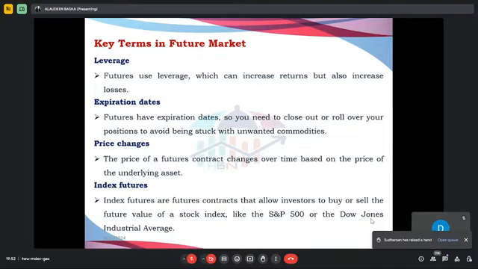Second one is expiry dates. Obviously, just now we discussed expiry dates. Each future has an expiry date. Stocks don't have an expiry date, but stocks under the category of derivatives have an expiry date. We'll discuss it later. Similarly, price changes. Based on the time frame and the days, the option price will change. And the last one is index futures.